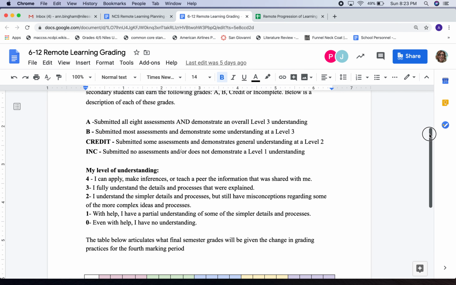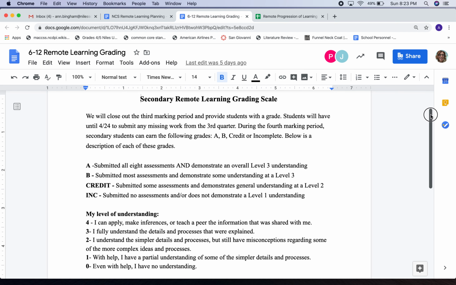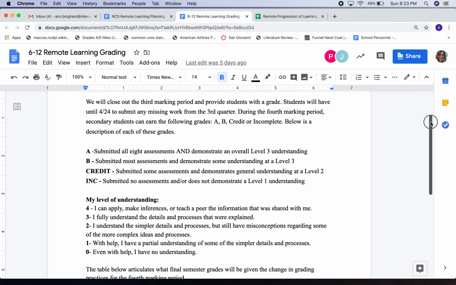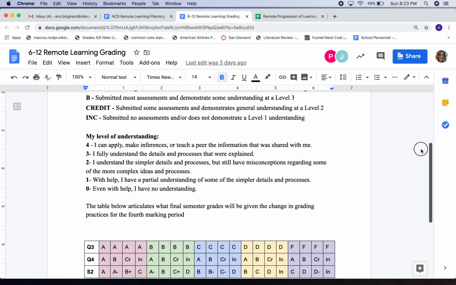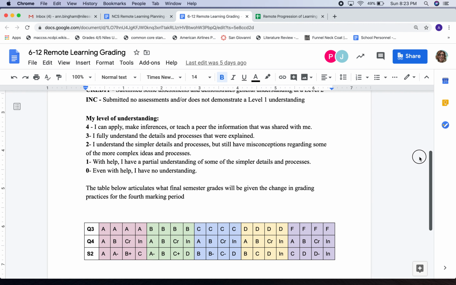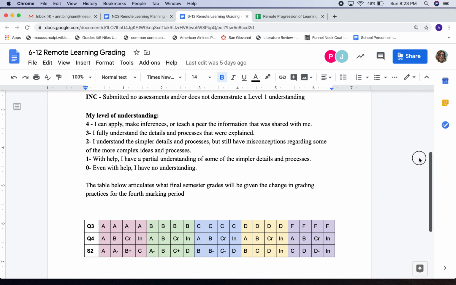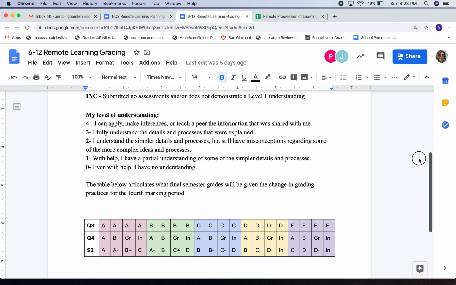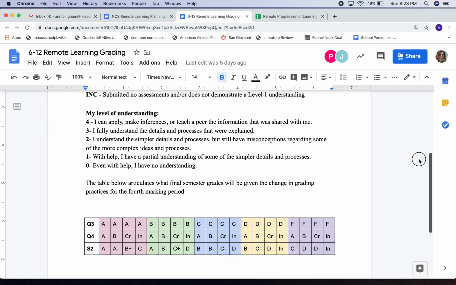You'll also see in this document that we are going to close out third quarter grades, and students are going to have until 4/24 to do that. So for my secondary friends, if you have students this week, as you're making your phone calls, that haven't turned in any of their assignments, please make sure that you remind them to do so. Now, that being said, I do encourage you, if there are certain assignments at this point in time that you can excuse, you might want to go ahead and excuse those assignments, depending on a particular situation.